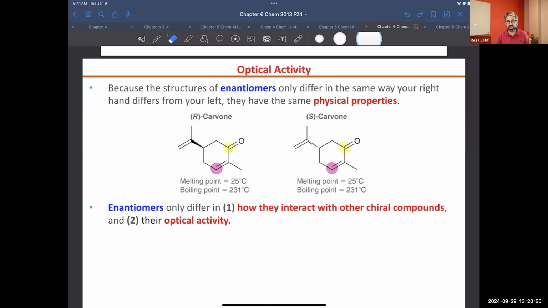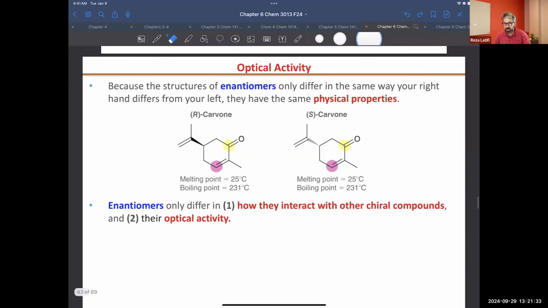That field can be a chiral environment like your body, and your body is capable of differentiating R from S. For example, we have some sugar molecules where R is sweet and S is not, or the opposite. Or ibuprofen: one version is a painkiller, and the second one can even be toxic. So whenever you make those chemical compounds, those enantiomers, you need to purify and separate the two enantiomers from each other before you give them to any person.